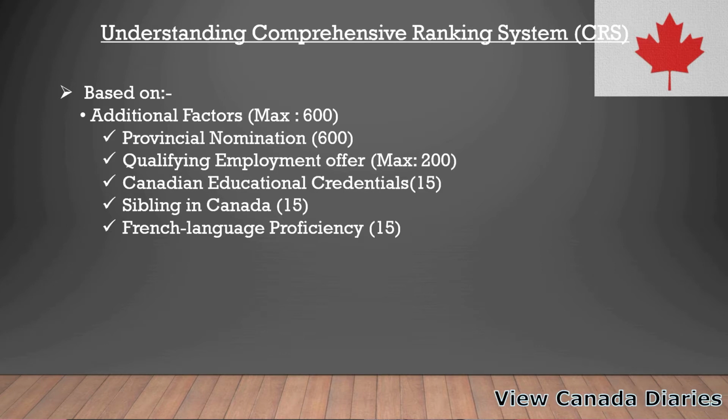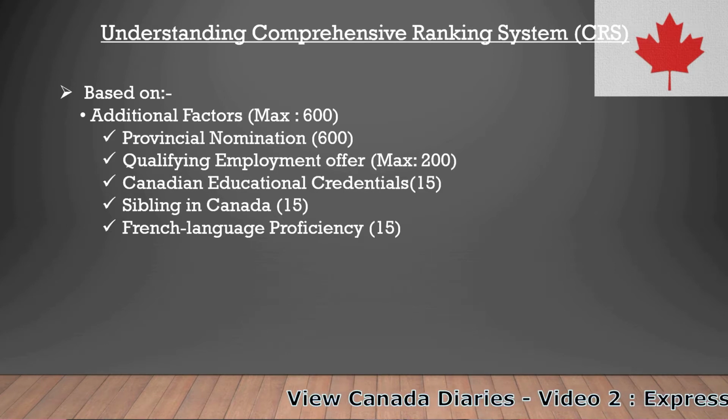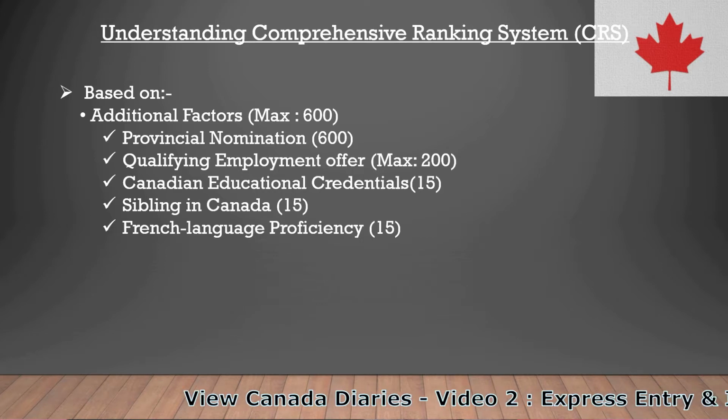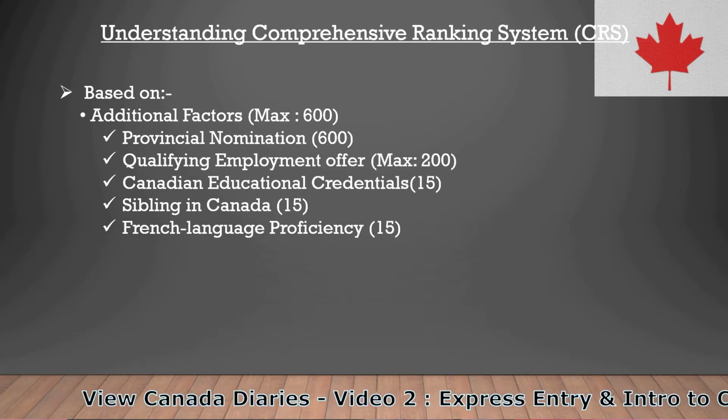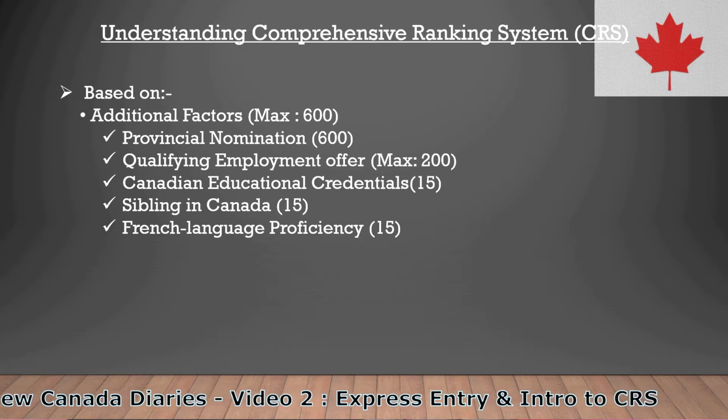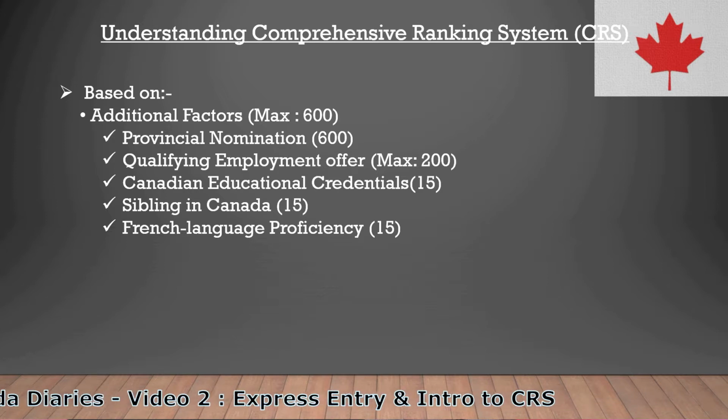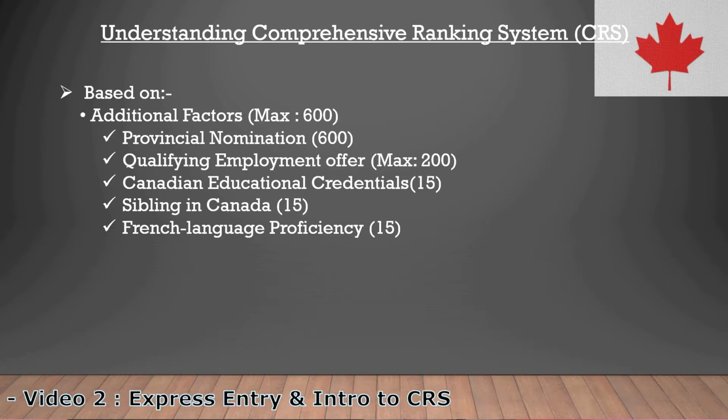If it is a provincial nomination or you have an employment offer, it will contribute a maximum of 200. Canadian educational credentials, 15 points. Sibling, again you will get 15 points. If you have French language in addition to English, 15 more points. So now, how do these factors actually work for contributing to your CRS score?